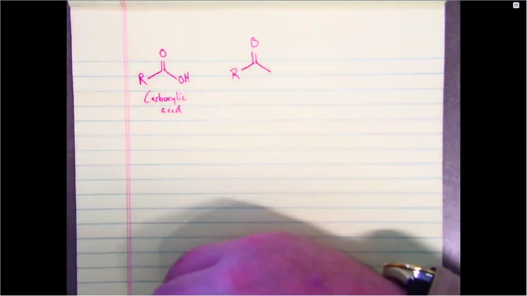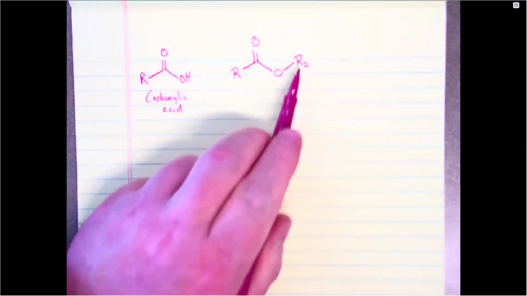Some things that look a lot like carboxylic acids, and most of these are things that we can make from carboxylic acids. Remember, a carboxylic acid has a carbonyl group and an OH group bound to the same carbon. If that carbonyl group is bound instead to an oxygen with another alkyl group, another carbon-based group, attached, we call this an ester.